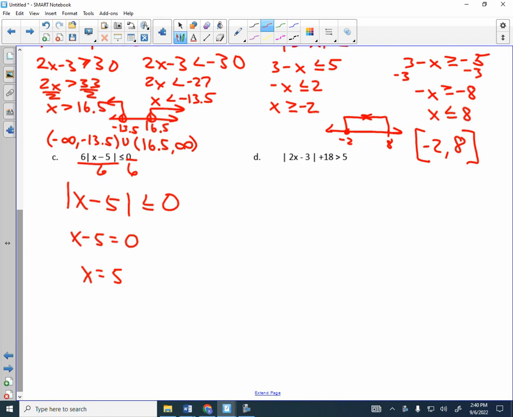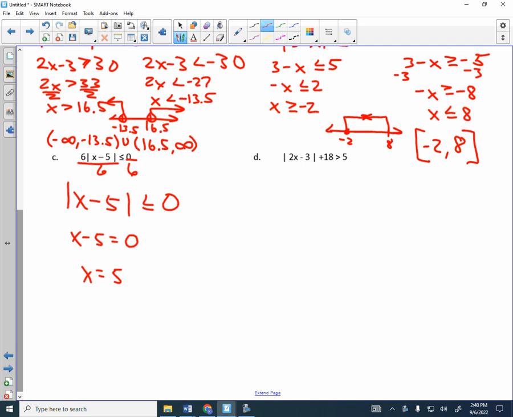Hannah, give me a number. Any number you want. 8. So we're saying that x is 5. We're saying x can't be 8, correct? What's 8 minus 5? 3 times 6? 18. Is 18 less than or equal to 0? No. Doesn't matter what other number you pick, it won't work. That's the curiosity. When you check your answers, that's very helpful.